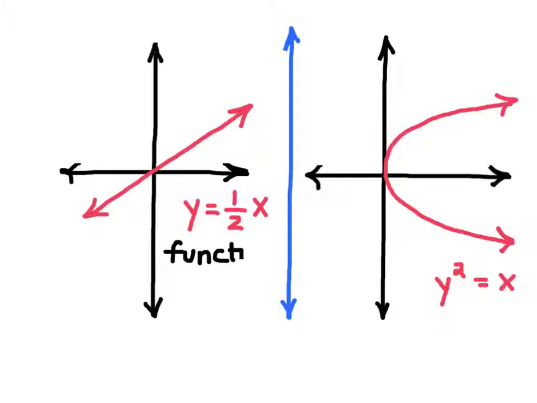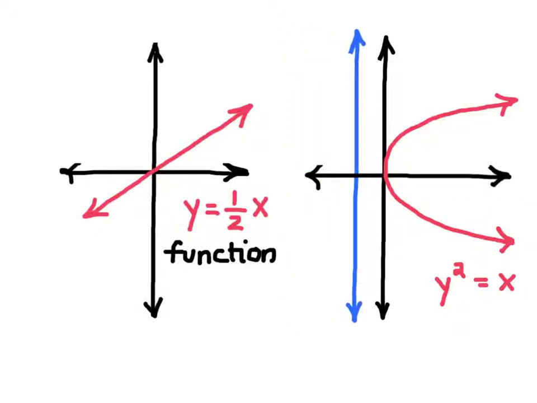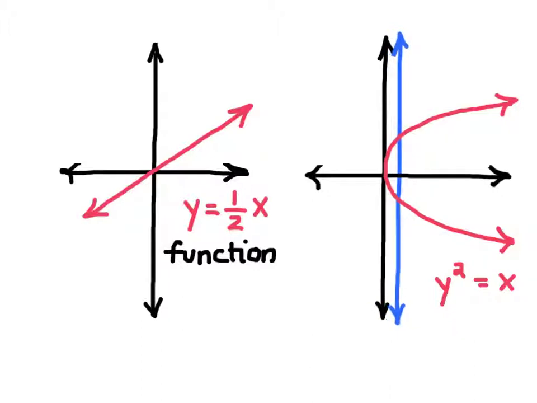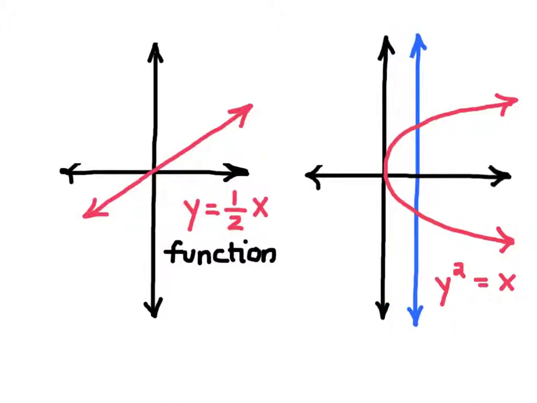Now let's try the next relation. In our next relation, we have y squared is equal to x. Using the vertical line test, if we run it across our input, our domain, or x values, initially we touch at one point. But as soon as we get into the positive values for x, we can see that our red relation and our blue vertical line are touching at 2 points. This means that our relation y squared equals x is not a function.